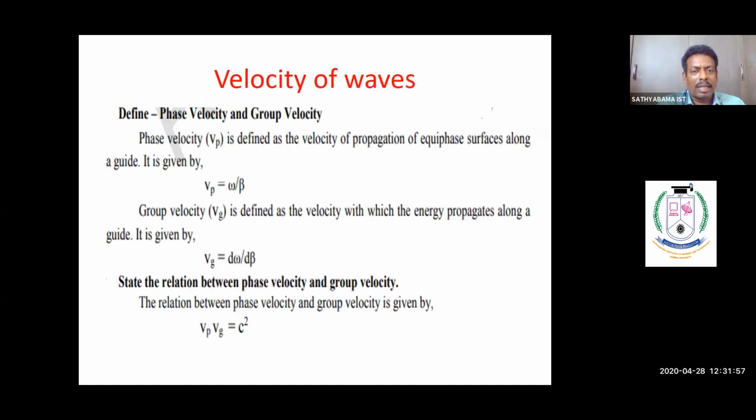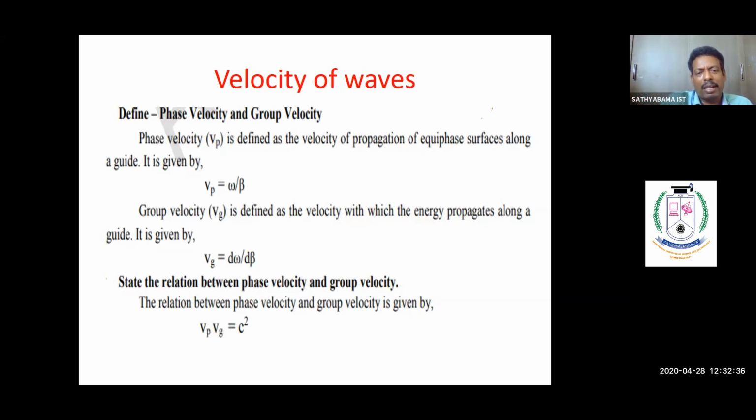Okay. Then two other important parameters we often use are the phase velocity and group velocity. Phase velocity is the velocity of propagation of equiphase surfaces along a guide. And in a simpler sentence, phase velocity is the velocity of a particular component of a wave, the velocity at which an individual component of an electromagnetic wave travels, actually. You can take, for example, the wave produced by a particular frequency, and the speed at which it travels, that's phase velocity.